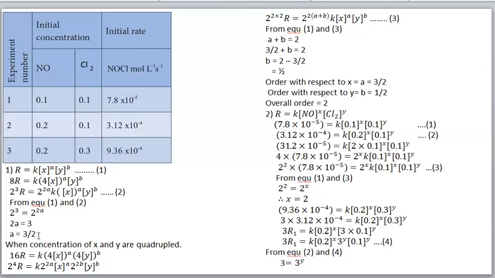For that, they given when concentration of X and Y both are quadrupled, rate of reaction increased by 16 times. So instead of R, we can write 16R equal to K into, instead of concentration of X, we can write 4 concentration of X, so 4 concentration of X to the power A. Similarly, instead of Y, we can write 4 concentration of Y, so 4 concentration of Y to the power B.